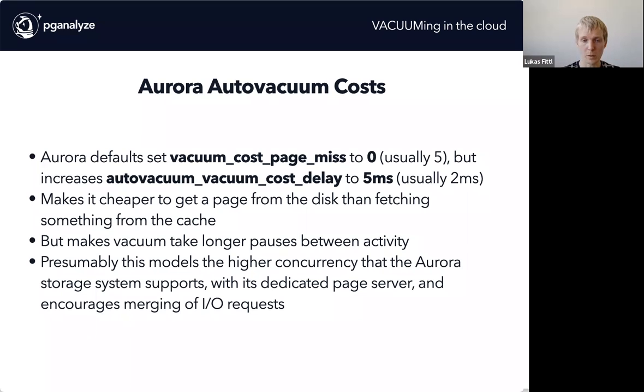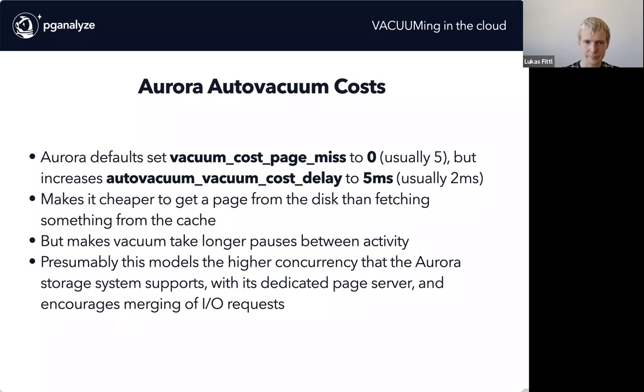What they've done, though, is set page miss to 0, presumably because they have a page server. They're not as worried about higher concurrency on the Aurora storage subsystem, and they probably want I/O requests merged together. So it's actually better to do more work at the same time. What that means is that your Autovacuum cost and performance will behave differently than in other systems.